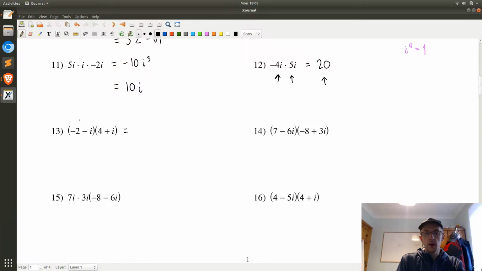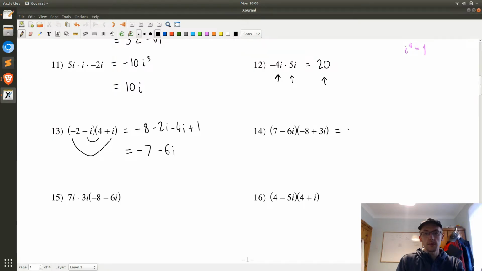Looks like we can use FOIL here to expand the pair of double brackets, right? So we'll just run through it. First, outside, inside, last. That's what it stands for. Negative 2 times 4 is negative 8. And the outside and the inside refers to this. So we've got negative 2i, take 4i, and then negative i times i. Well, that would be negative 1 times negative 1, so plus 1. Just there like that. Then clean this up, and we get negative 7, take 6i, and that's all fine.